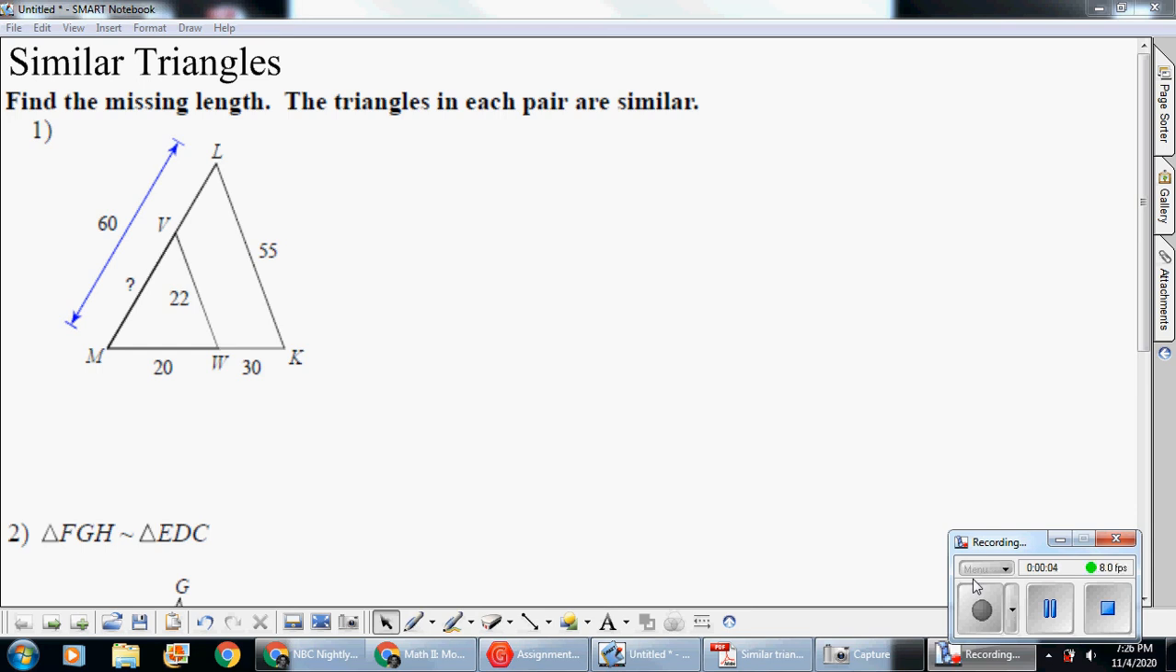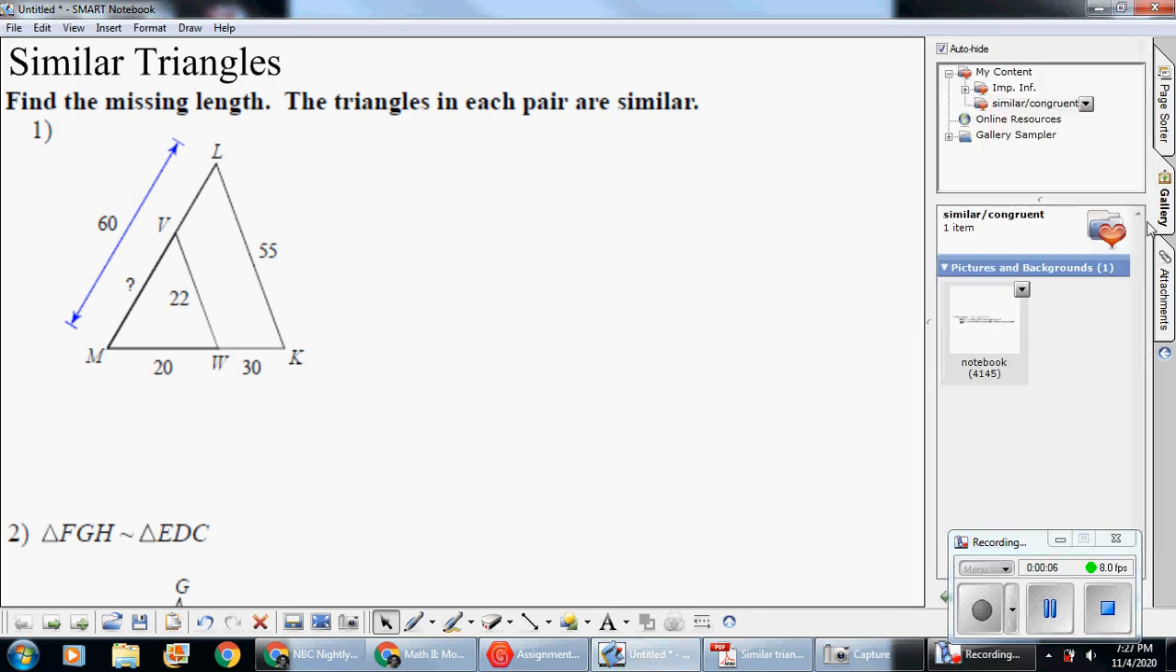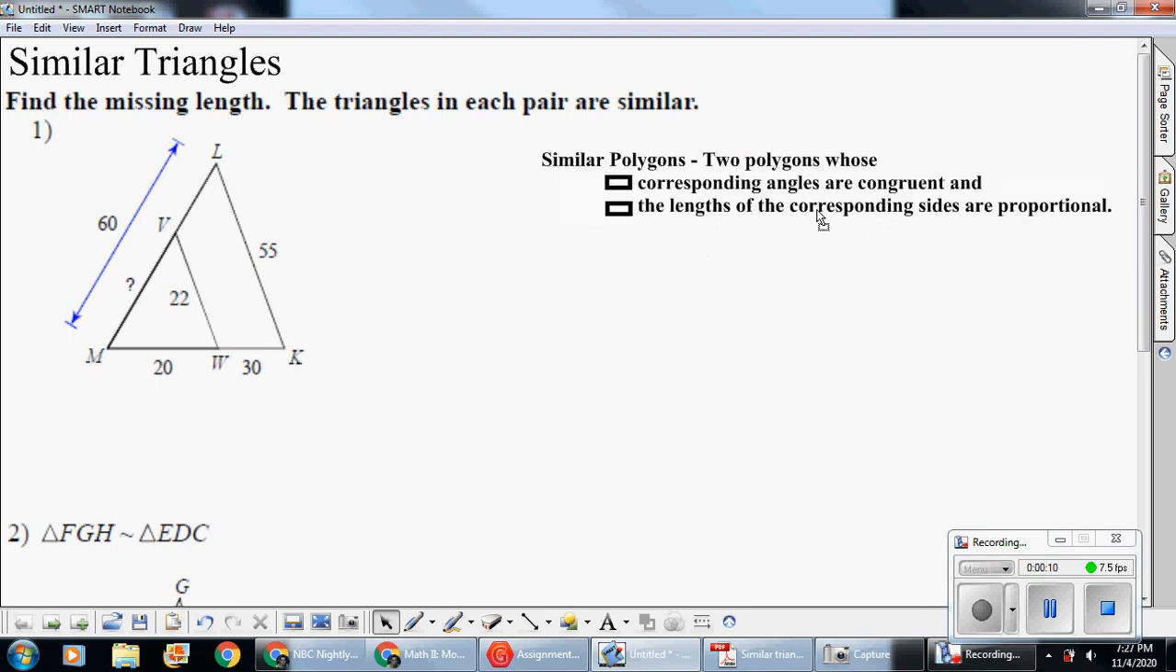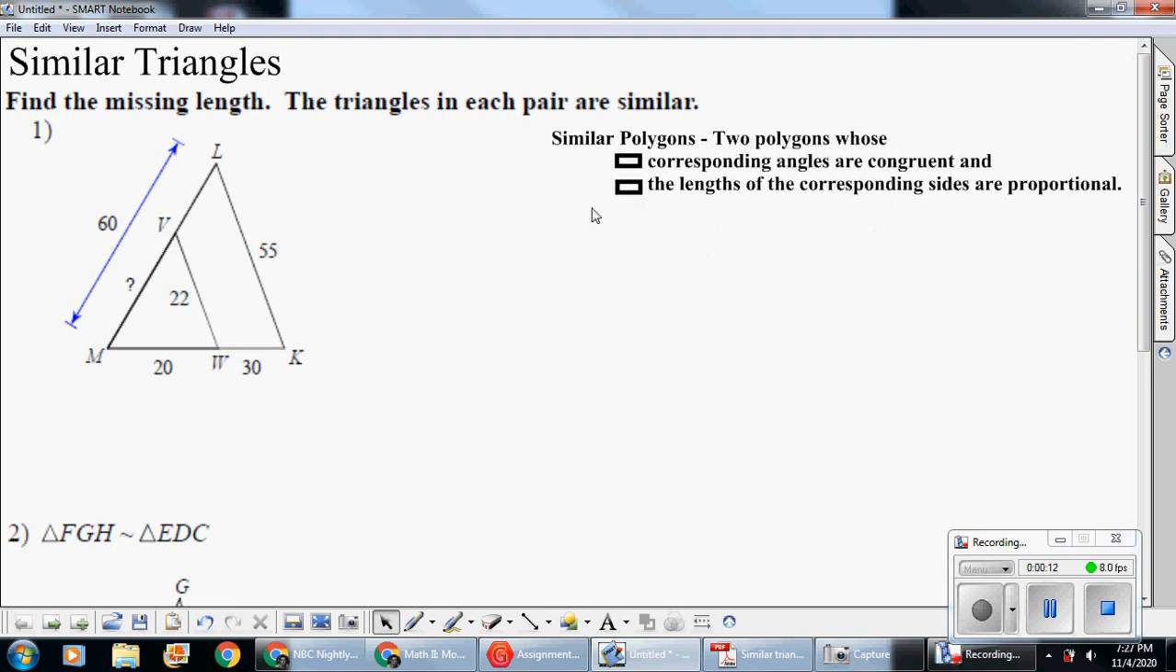Okay, we're working on the unit of similar polygons. What we learn about similar polygons is that a polygon is a many-sided shape, so a triangle is a polygon. Two polygons are similar if their corresponding angles are congruent and the lengths of corresponding sides are proportional.